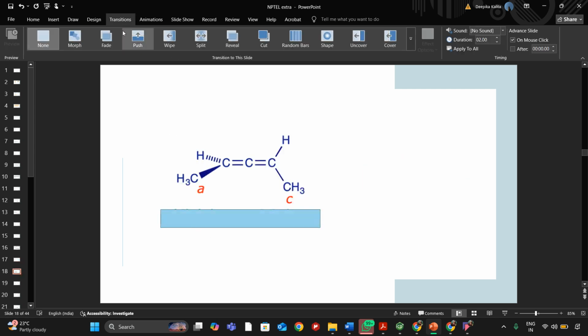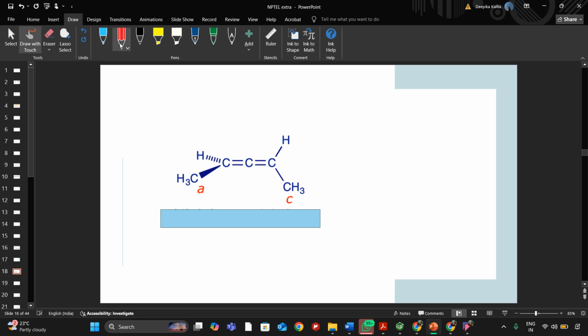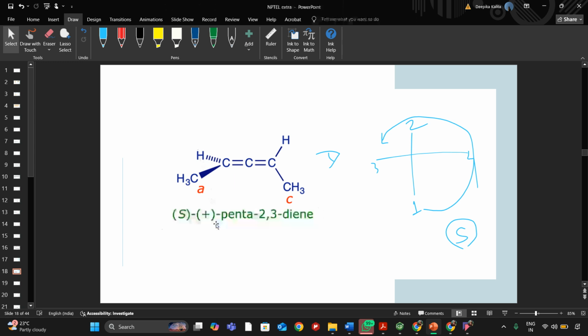Similarly, for this molecule, if we place our eye here, it will be 1, 2, 3, and 4, and the fourth group is away from us. Hence, the absolute configuration is S. It will be S penta-2,3-diene.